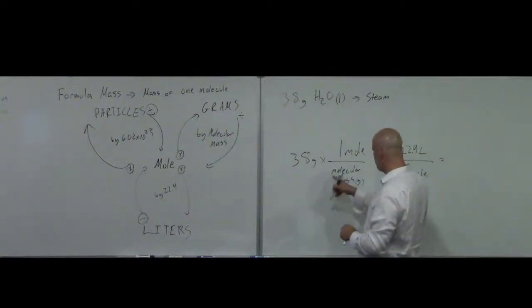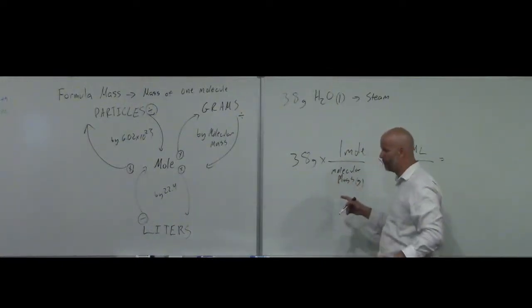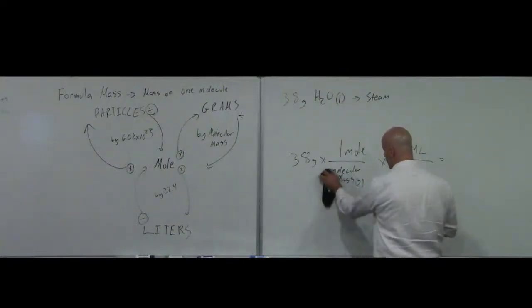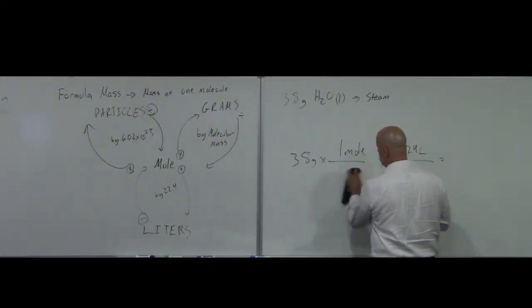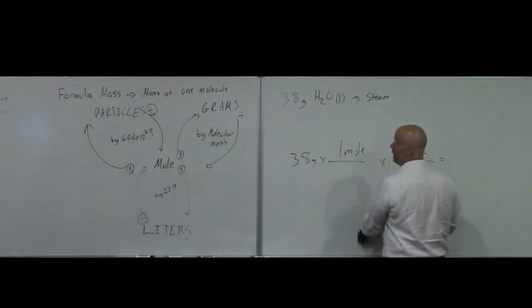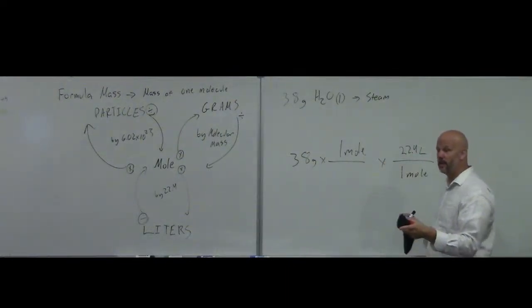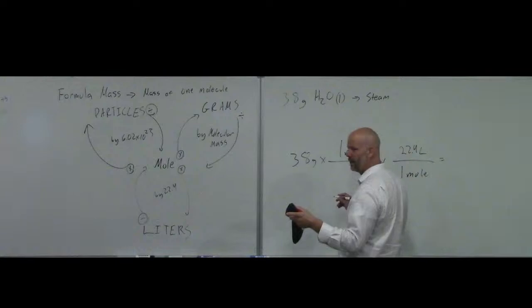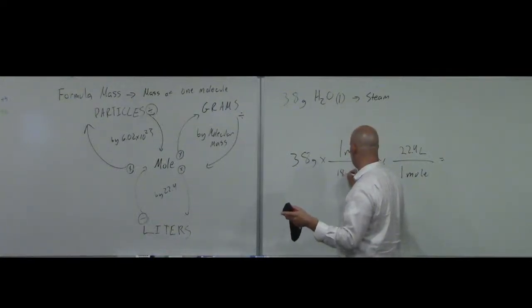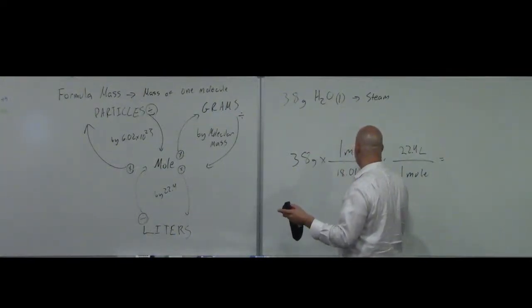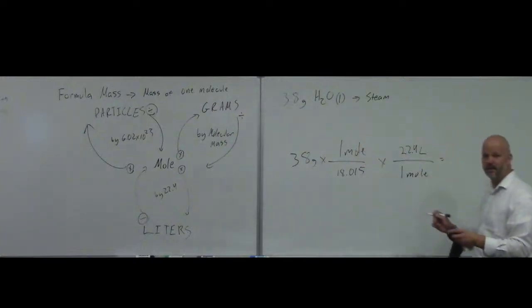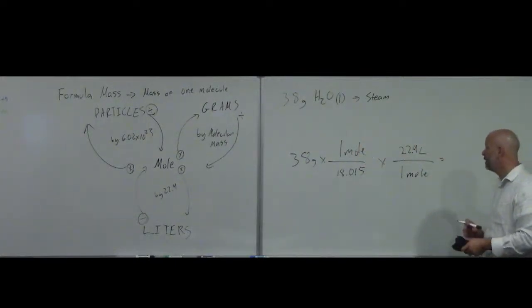So I'm going to replace this here. My molecular mass of water, we've already calculated that, right? 2 of hydrogen, 1 of oxygen. What did we calculate that to be? 18 point something? 18.015. So I can plug this into a calculator, more accurately you can.